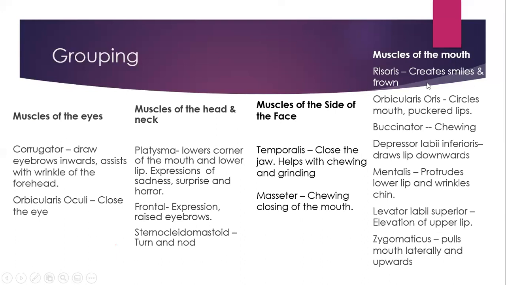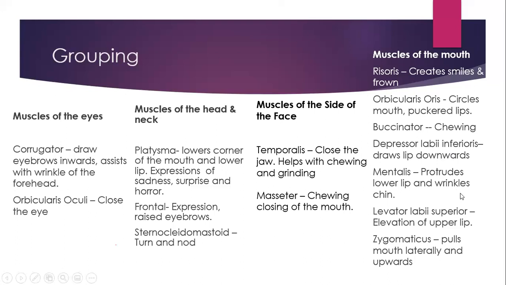Then the muscles of the mouth, all of the other ones. This is quite a long list actually. Your risorius for smiling and frowning, your orbicularis oris, puckering your lips and blowing, your buccinator for chewing, your depressor labii inferius draws the lips downward. So depressor, depressing, sad, down. Mentalis, protruding your lower lip and wrinkles the chin.